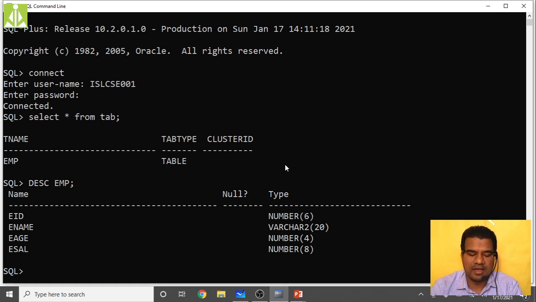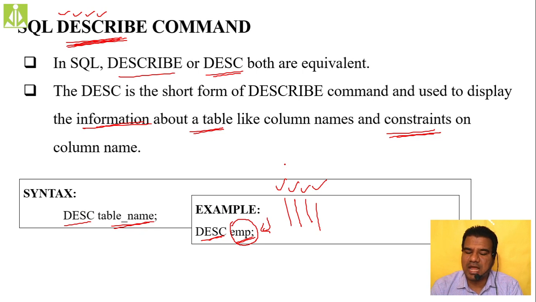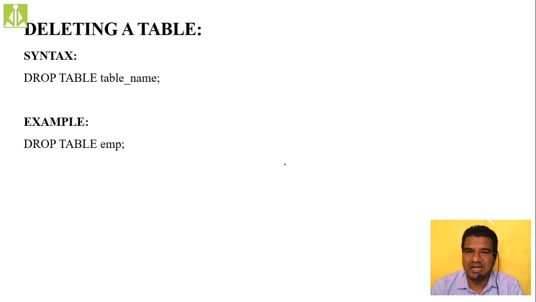So this is about the describe command, and it is one of the important commands. Many times we use this describe command whenever we want to know what exactly we have inside the table, what exact fields we have inside a table. To know that, we use this describe command. Hopefully you understood. So go to the next one, that is deleting a table.